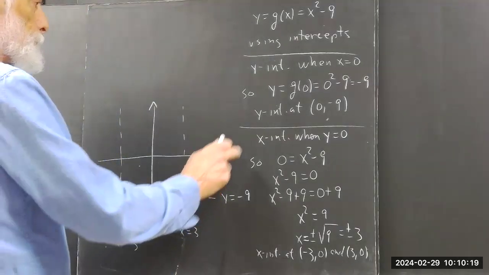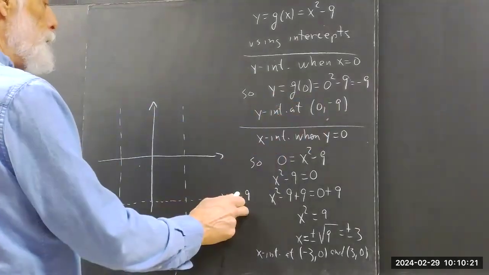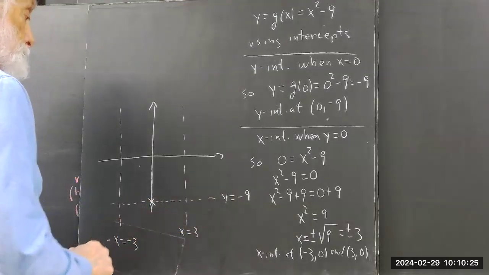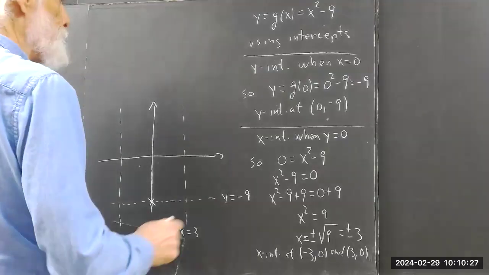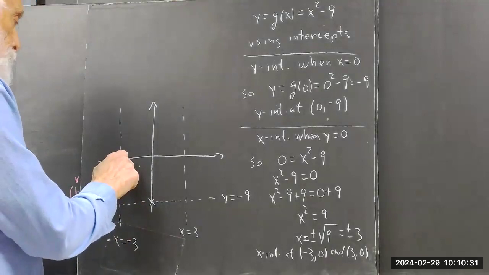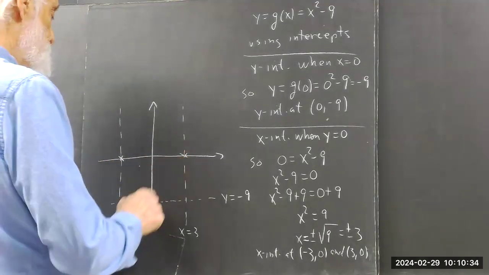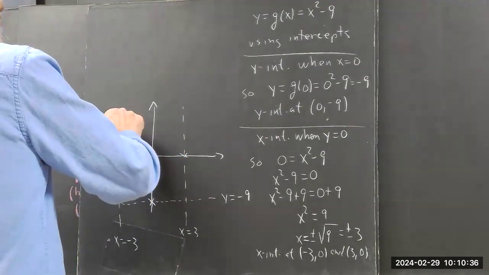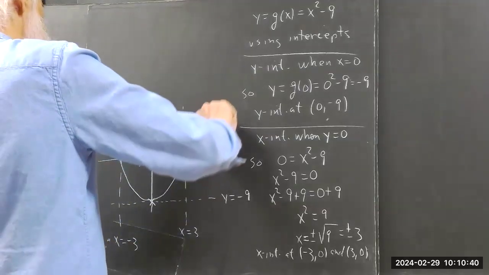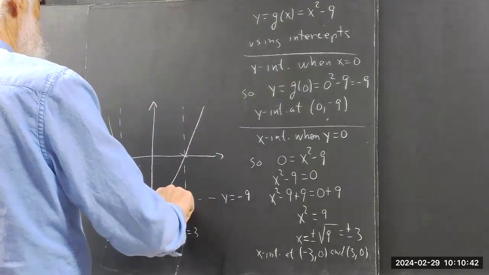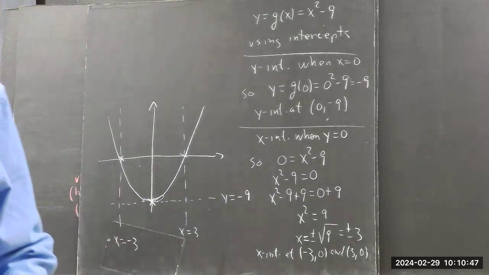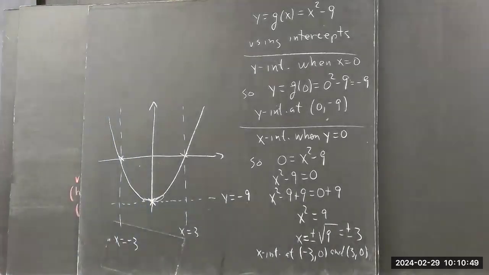Now my y-intercept is at (0, -9). Here's my -9 line, y equals -9. And I'm going to put a point here. And then the x-intercepts are at (-3, 0) and (3, 0). Well, that's going to be here and here. And now we can sketch the graph. A little lopsided at the origin or the vertex, but there it is.